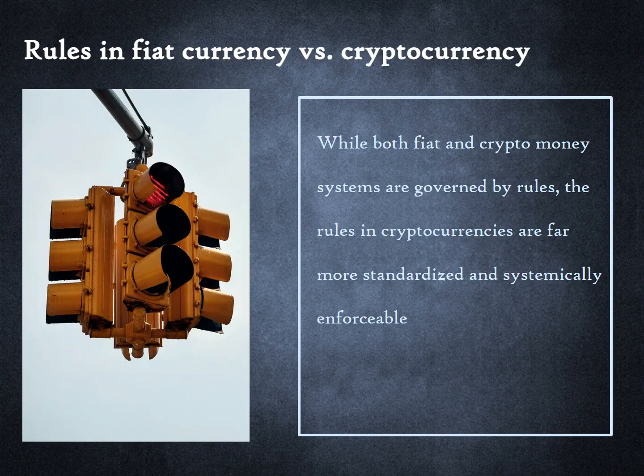We can now synthesize the discussion on rules in fiat versus cryptocurrencies. While both fiat and crypto money systems are governed by rules, the rules in cryptocurrencies are more standardized, more systemically enforceable, and cannot be changed via centralized diktats.